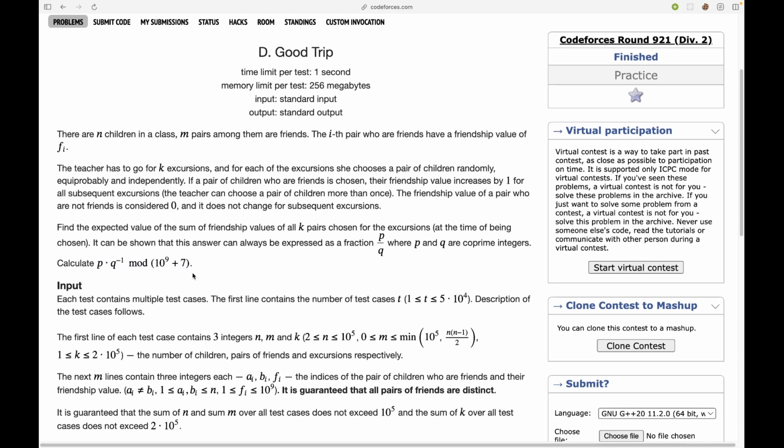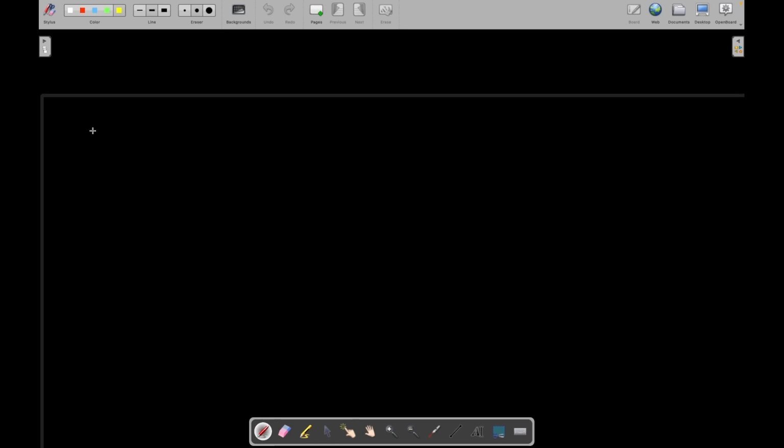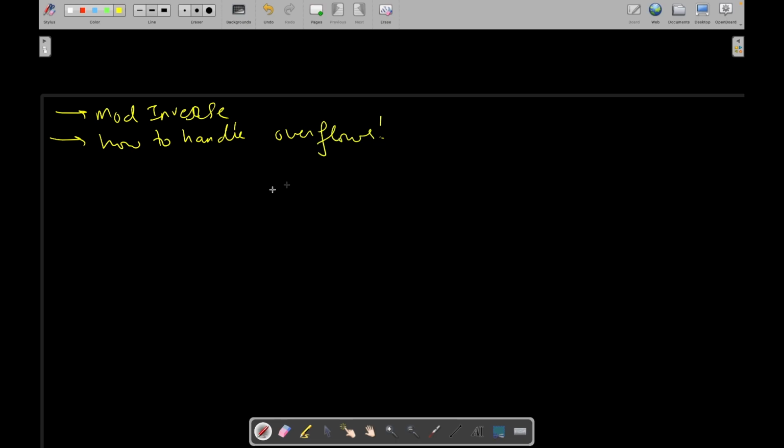So for this there are some prerequisites. There are a few things you should be familiar with before attempting this question. You should know about mod inverse. There are tons of videos on YouTube, you can check them out before continuing this video further. Also you should know how to handle overflows, because if you don't, it will give you a wrong answer.